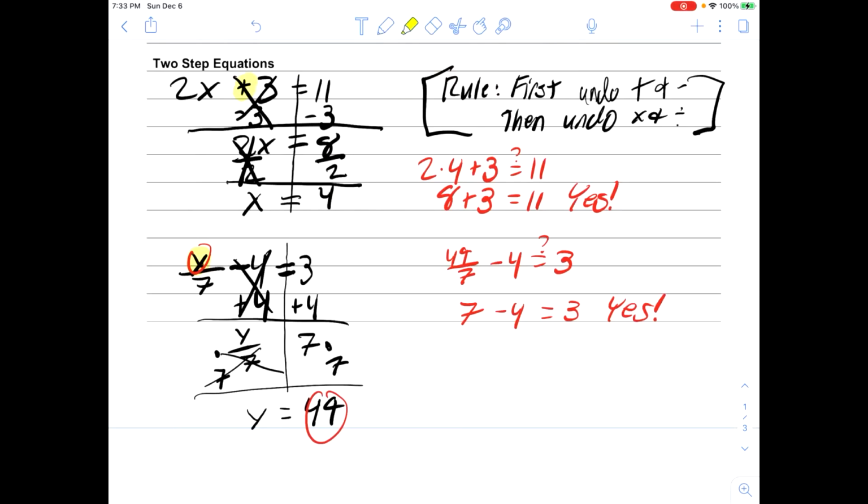Really, really important thing when you're solving all of these is that you follow the rule. First, undoing addition and subtraction, then undoing multiplication and division.